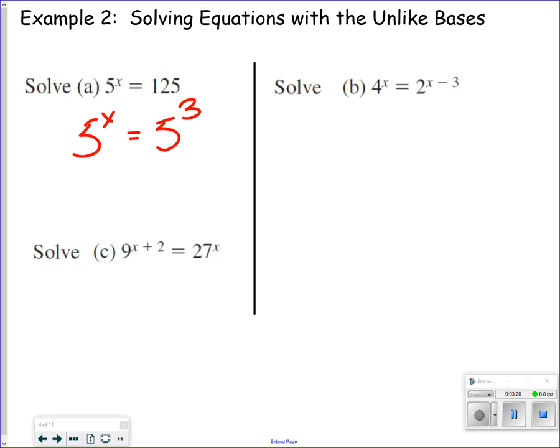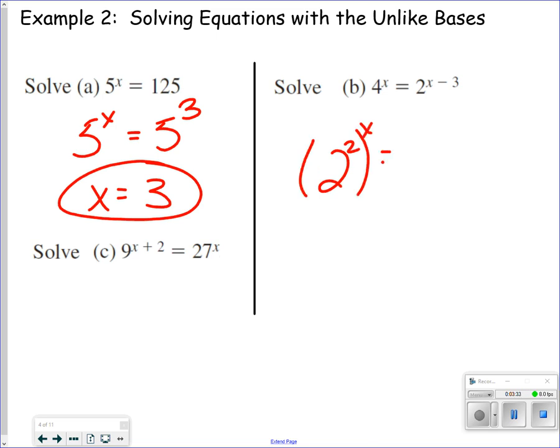So now the bases are the same. 5 raised to the x equals 5 raised to the third. Therefore, x must be 3. So 4 is the same as 2 squared. Now this gets us into another property that we learned in section 6.1. So I changed 4 into 2 squared.